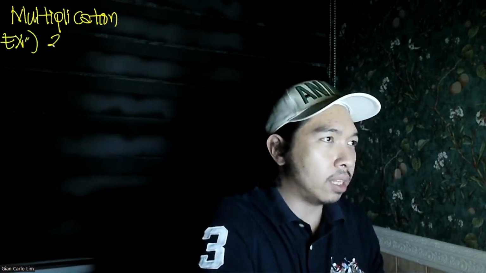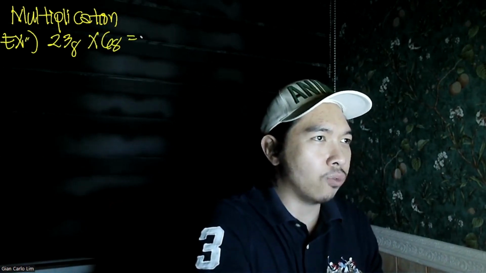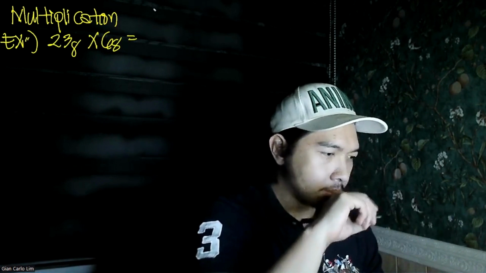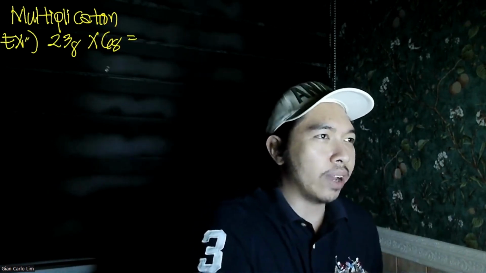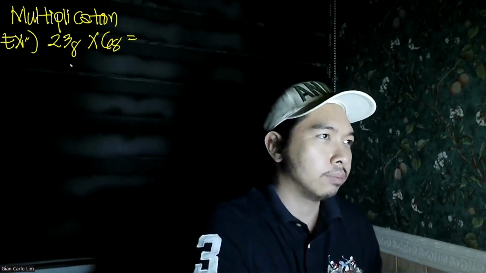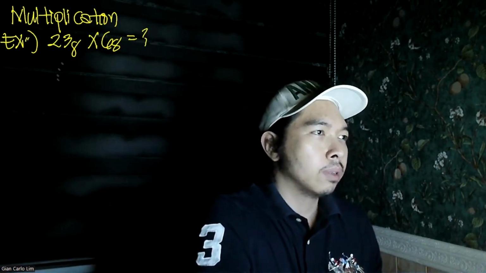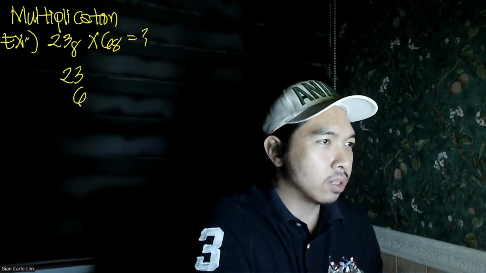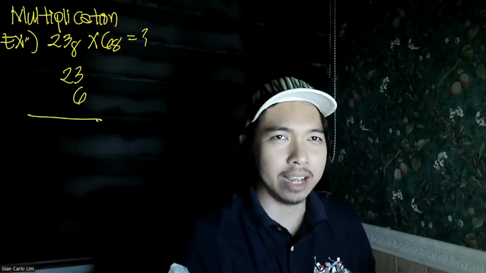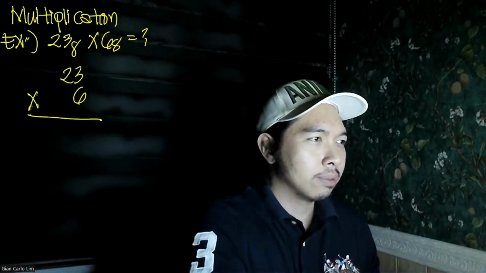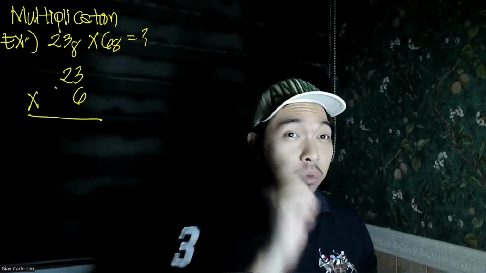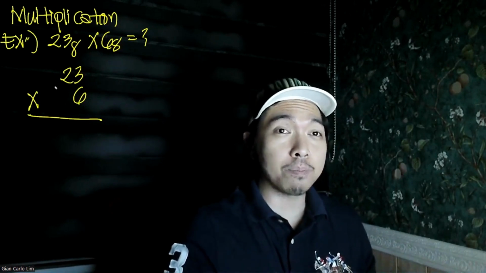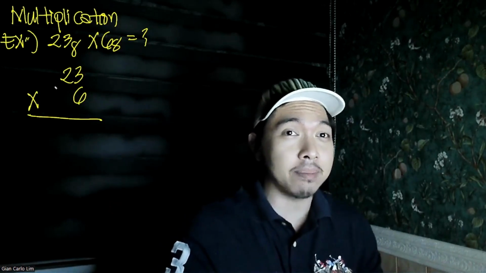So say for example, we're asked to find the product of 23 base 8 and 6 base 8. So we need to find the product. So here's the step. Ganun ulit, parang decimal pa rin siya, pero multiplication lang yung nangyayari. And then yung process ng pang-convert, pareho pa rin sa may addition.